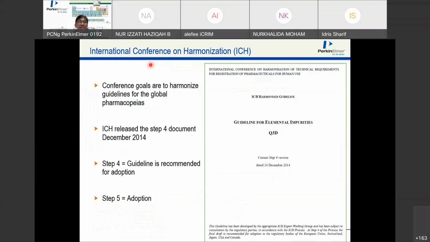So this is ICH, the International Conference on Harmonization, because for traditional and pharmaceutical products, Malaysia's limits are a little bit different from Singapore. Even Southeast Asia is not harmonized. Europe and America are also different. So now they want to come up with harmonization, to be standardized.